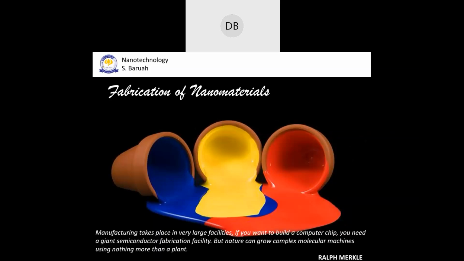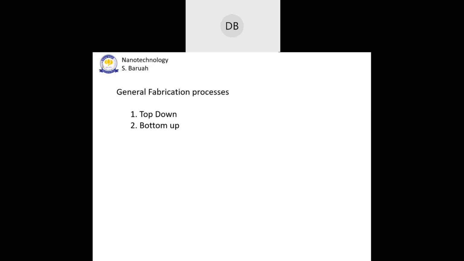I already mentioned to you that there are two generic ways of making nanomaterials. One is called the top-down process and the other one is called the bottom-up process, depending on whether we start with a bigger chunk of material and break it down, or we start with atoms and build it up, right? So these are the two possibilities, top-down and bottom-up. So we will go through both of these, right?